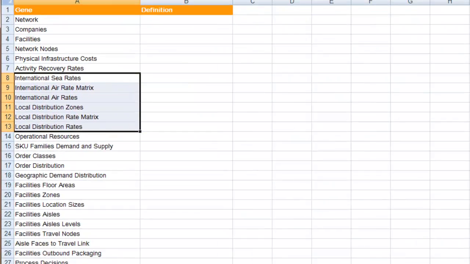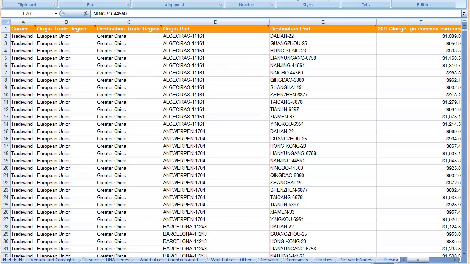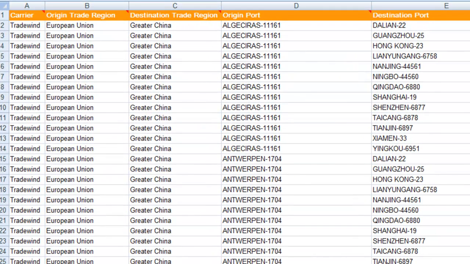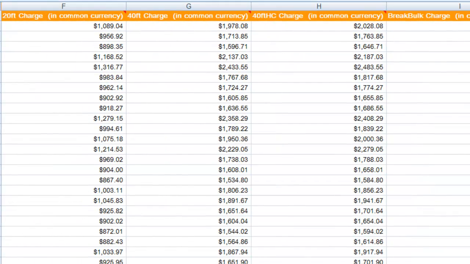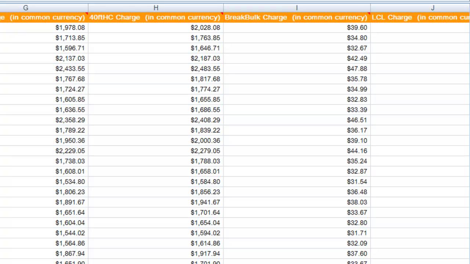The next 6 genes combined represent sea, air, and land-based transport. International sea rates enable OC to calculate inbound transport costs for freight that arrives by sea. The origin and destination port, combined with the carrier, allows OC to determine the sea rate. Sea rates can be maintained for 20-foot, 40-foot, 40-foot high cube, break bulk, and LCL freight.